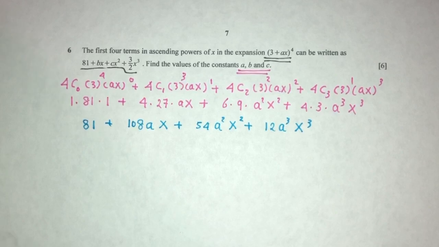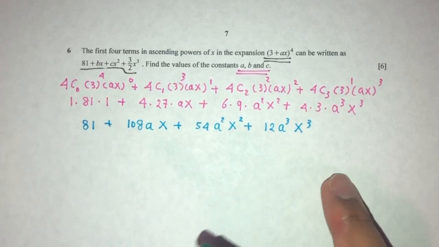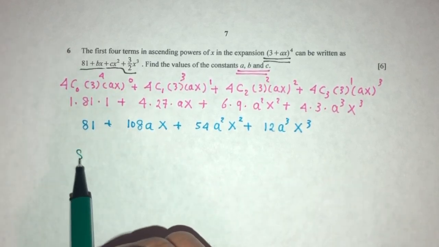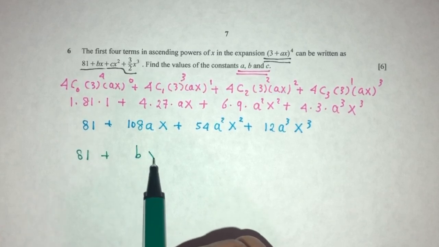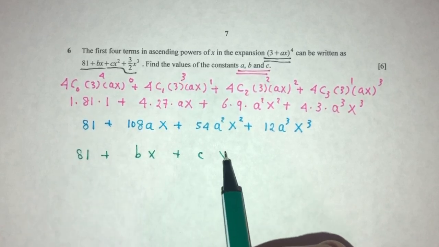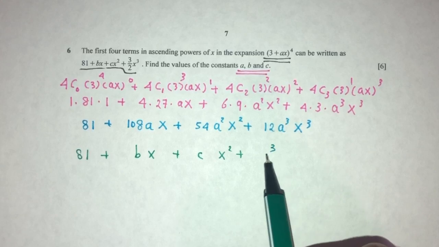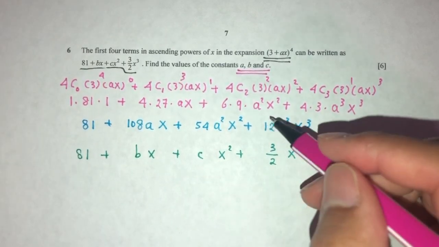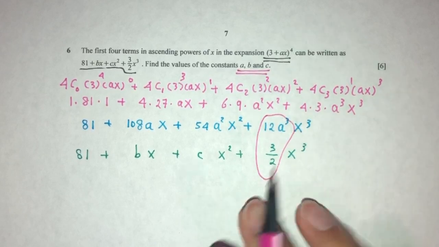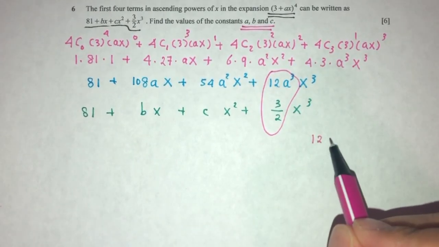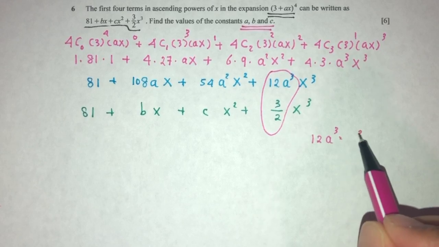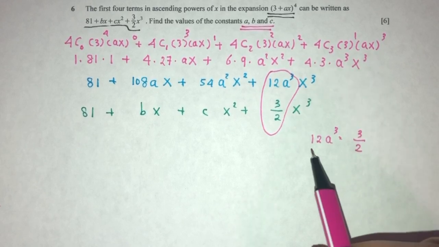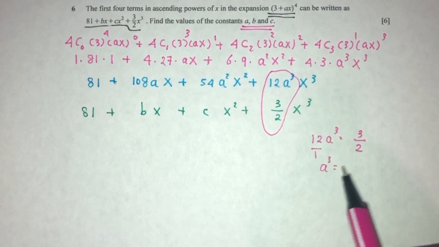How do you solve this? By comparison, because you know these 4 terms have to equal this, which is 81 plus bx plus cx squared and plus 3 over 2 x cubed. So let's compare this. We have 12 a cubed has to be the value of 3 over 2. Therefore, obviously a cubed has to be the value of what?